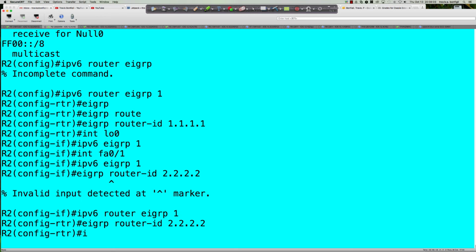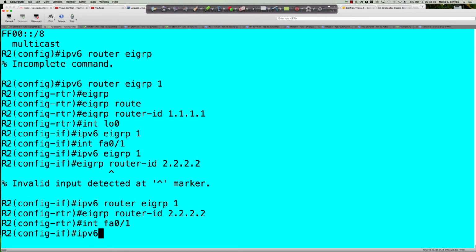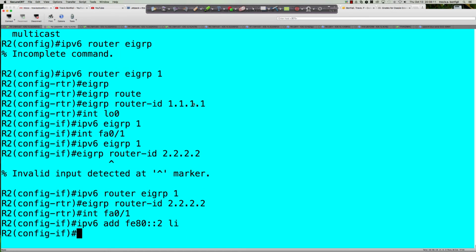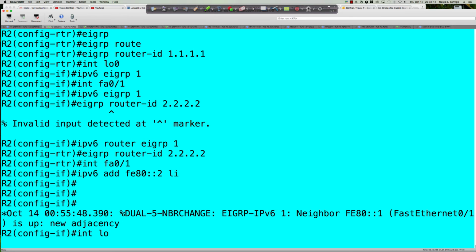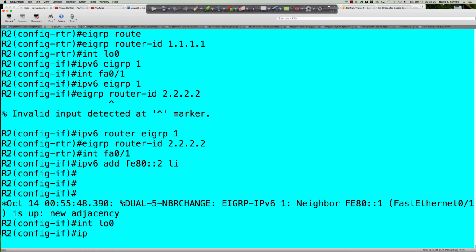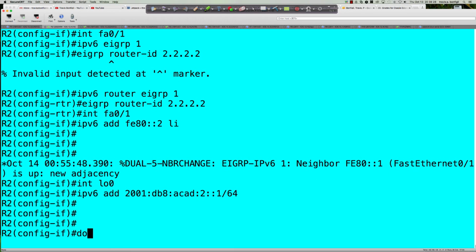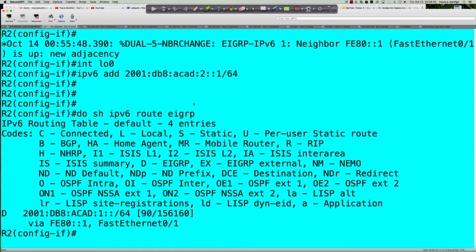Then over on 2, let's go into FastEthernet 0/1, say IPv6 address FE80::2 link local. Now we should see the adjacency stand up any second here, and let's get into the loopback interface. There we go. So we have our IPv6 adjacency, and then IPv6 address 2001:DB8:ACAD:2::2/64. All right. So if I were to say do show IPv6 route EIGRP, we should see the loopback, and there it is, the 2001 network, right?